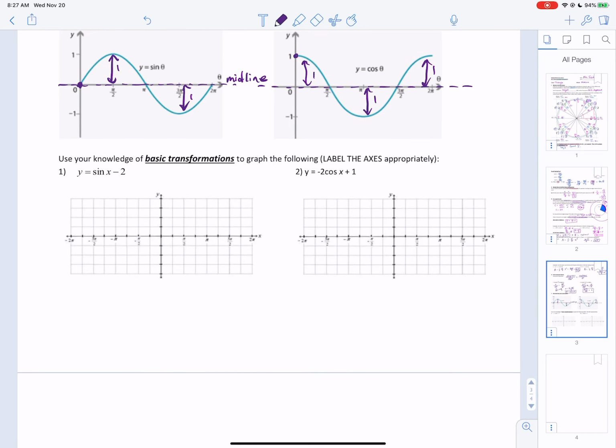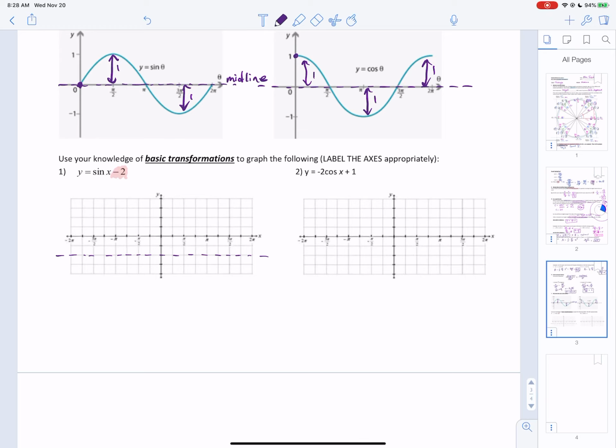So in number 1, it says graph sine x minus 2. So you want to take your mother function of sine, the minus 2, what does that do? Hopefully you said shifts it down 2. All right, so we are going to shift down 2. And what that means is that your midline is not at the x-axis anymore. It starts down 2. I know I'm making a dotted line. It is not an asymptote. It's just a point of reference for us. That is our midline.